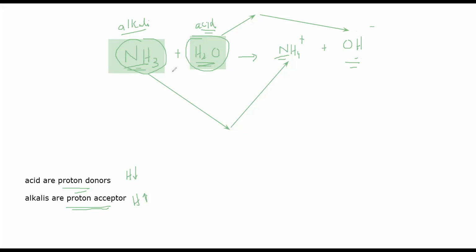We call that substance an alkali. But this definition of acid and alkali is not valid for all types of alkalis. It is only specified for certain chemical reactions.